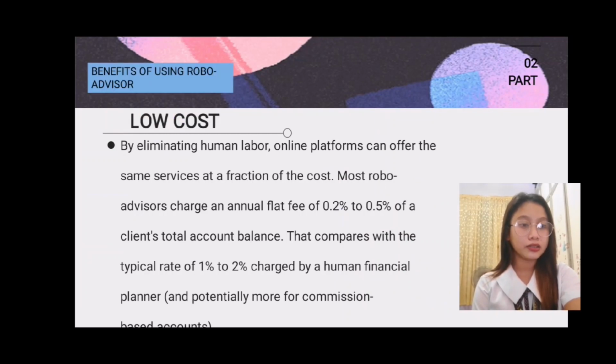Robo-advisors are low cost. By eliminating human labor, online platforms can offer the same services at a fraction of the cost. Most robo-advisors charge an annual flat fee of 0.2% to 0.5% of a client's total account balance. That compares with the typical rate of 1% to 2% charged by a human financial planner and potentially more for commission-based accounts.